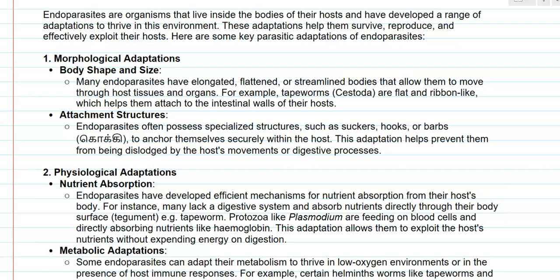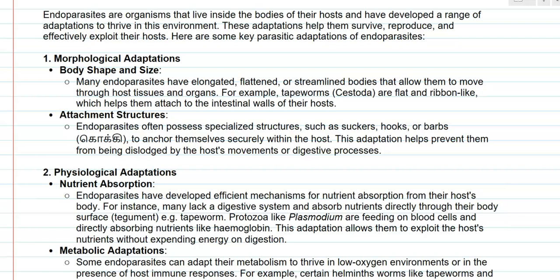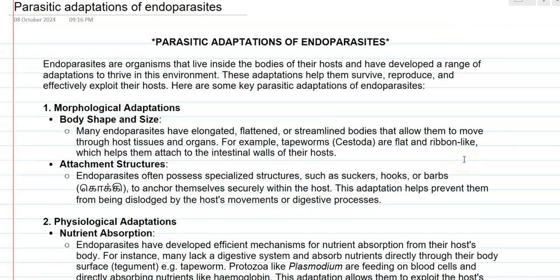The next one, they are found to have certain attachment structures. These endoparasites possess specialized structures such as suckers, hooks or barbs, which help them to anchor themselves securely within the host, especially to the intestinal walls. This adaptation helps to prevent them from being dislodged by host activities or by host movements. Even with the help of digestive enzymes or the digestive process, it's not possible to remove these parasites from the attached wall.